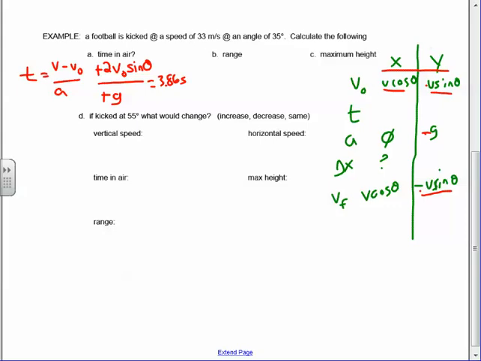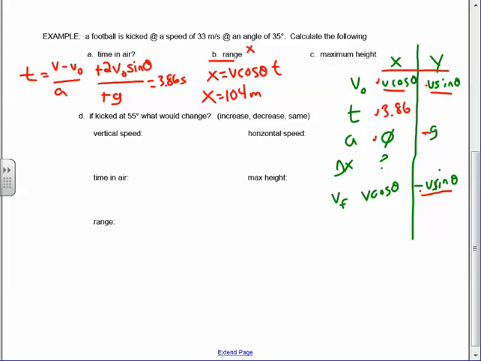Now that I know how long it's in the air, it's fairly easy to find my range. The range is an x direction. We go to our x. We now know the time is 3.86. So I've got the speed in the x direction, I've got the time, and I know the acceleration is 0. So the equation I want is v cos theta, that's vx, times time in the air. V is the launch speed, that's the 33, cosine of 35 times time, and we'll get around 104 meters.